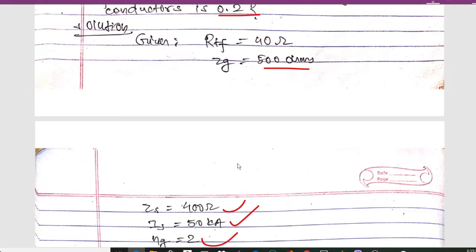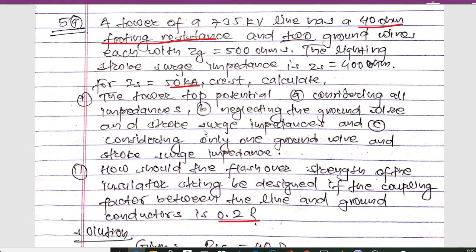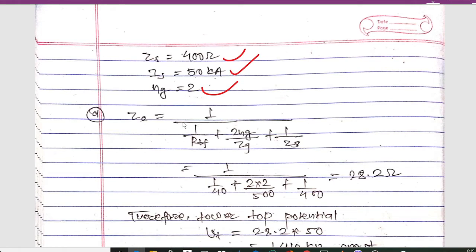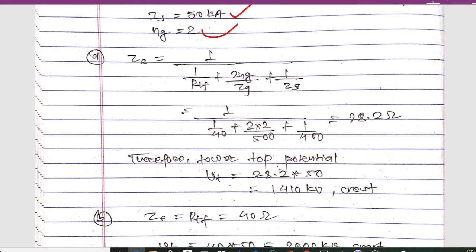In the first case, we consider the tower potential considering all the impedances. So ZE will be 1 upon RTF plus 2NG upon ZG plus 1 upon ZS. Since all the values are given, we just need to substitute and calculate. On solving we get the value of ZE as 28.2 ohms, and therefore the tower potential Vt is equal to 28.2 into 50, so we get 1410 kilovolts.